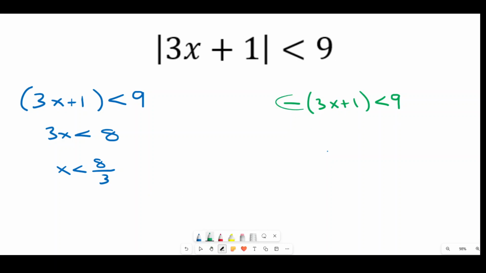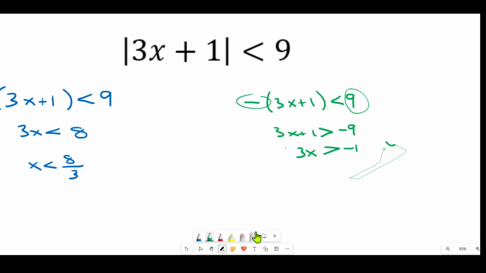So this time I'm going to divide by -1 first. Now remember, when you divide by a negative, the inequality sign flips the other way. So this becomes -9 because I divided by a negative. And you notice the inequality sign is now pointed the other way. So 3x is greater than -10. X is greater than -10 over 3.